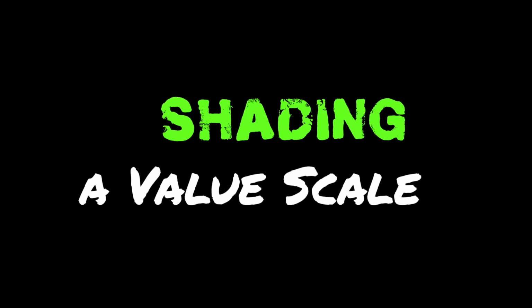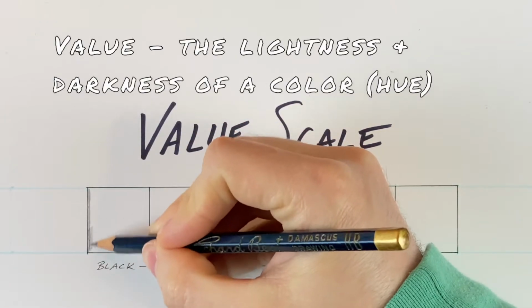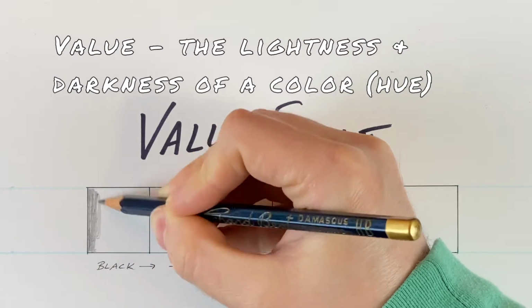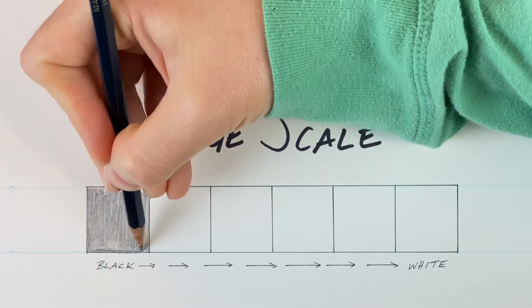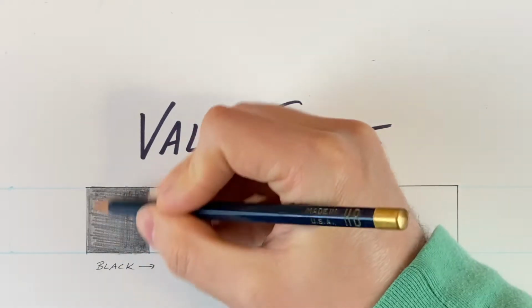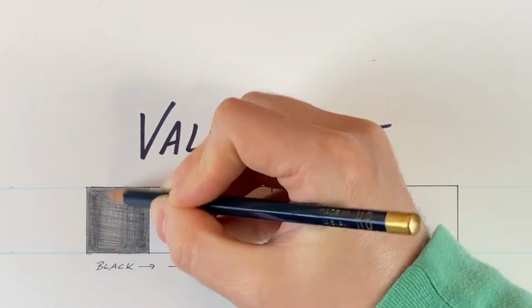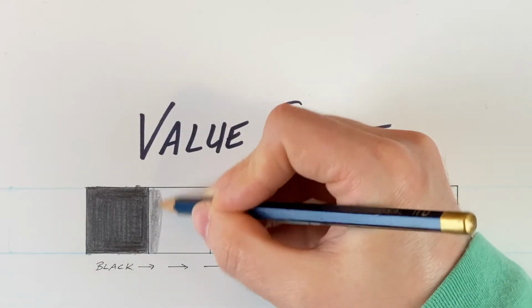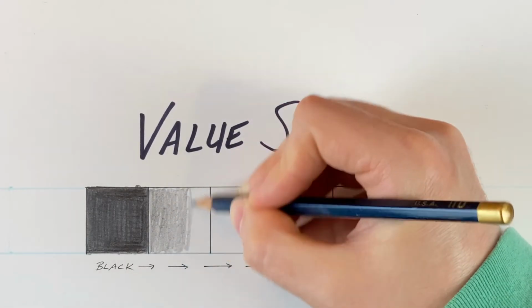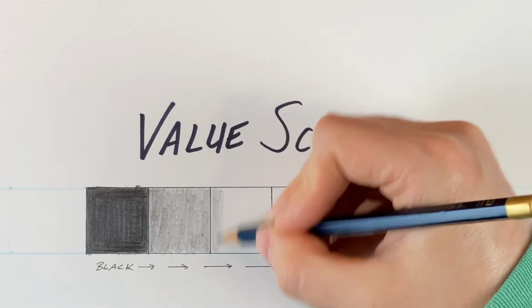We're going to start today with value shading on a value scale. Value is the lightness and darkness of a color. To draw anything in 3D with a graphite pencil, we need to understand how to shade from dark to light and all the varying grays in between. We're going to shade the darkest, and it's going to gradually get lighter and lighter.